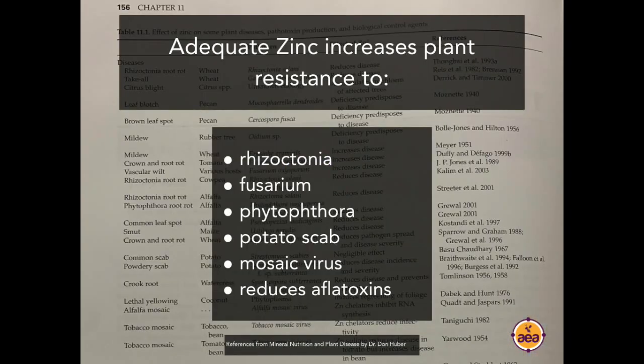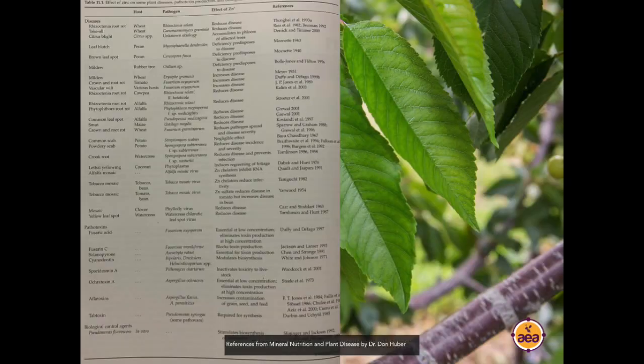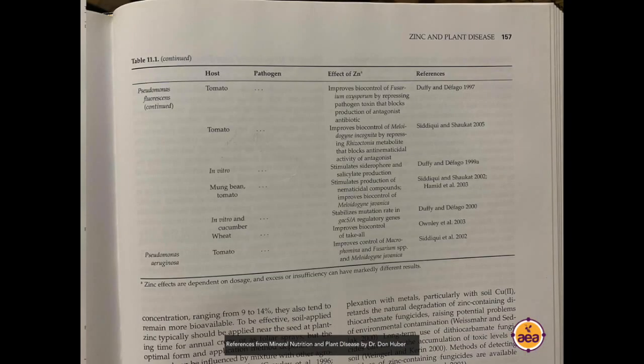Zinc also increases plant resistance to a number of different diseases. Again, it's connected to Rhizoctonia and Fusarium, scab, some viruses. And the one point that I did find interesting in a review of the literature is that it also reduces the presence of aflatoxins in grain. And again, we have an entire page of references to the impact of zinc, 2 pages actually.